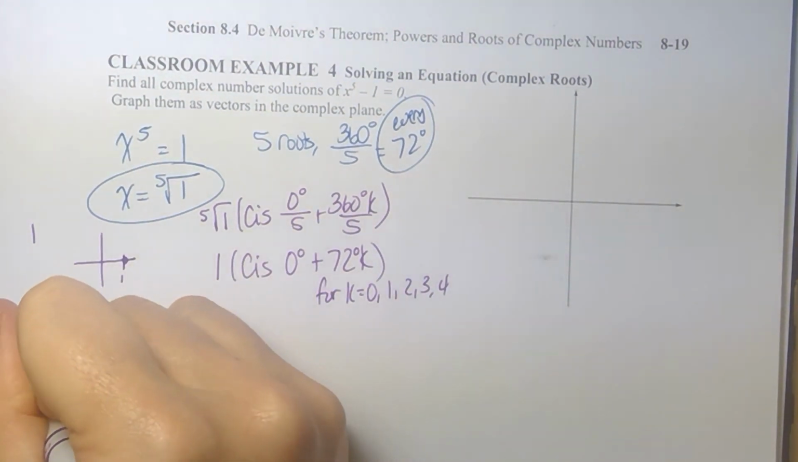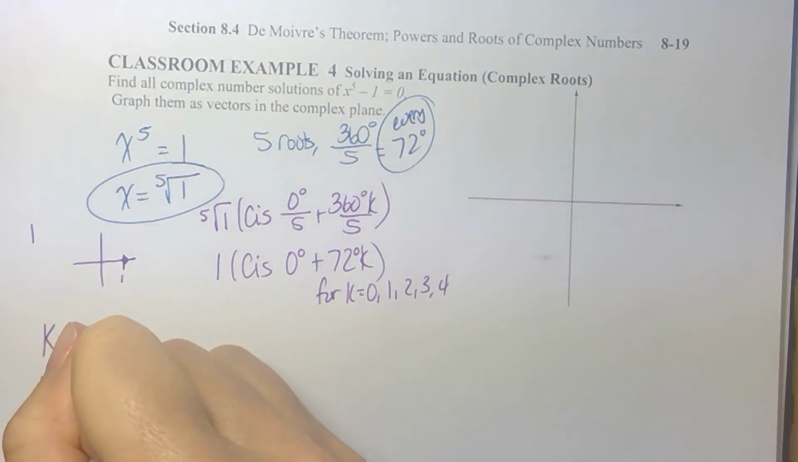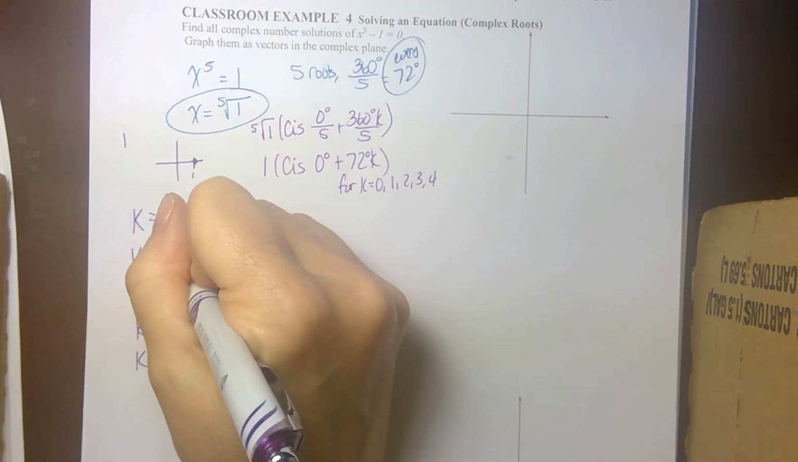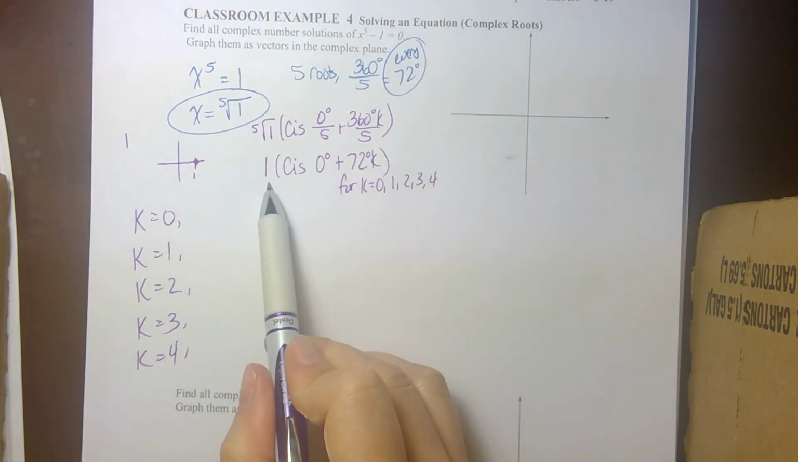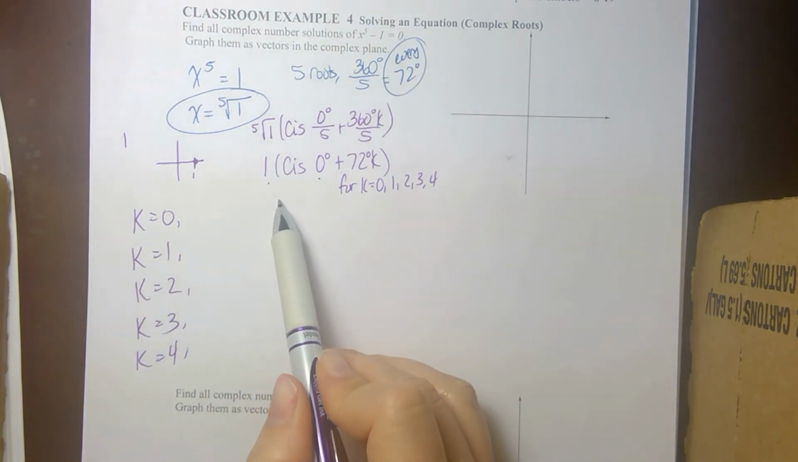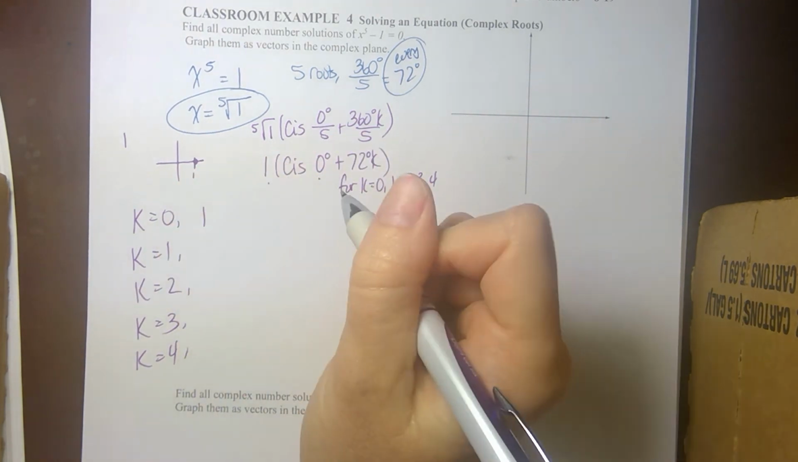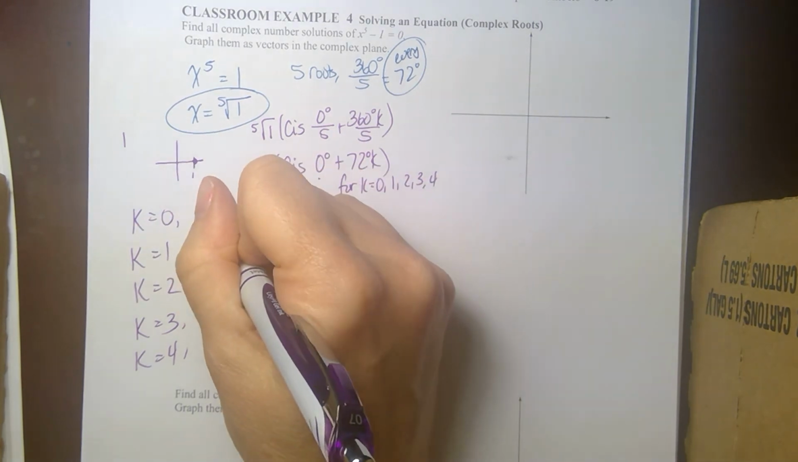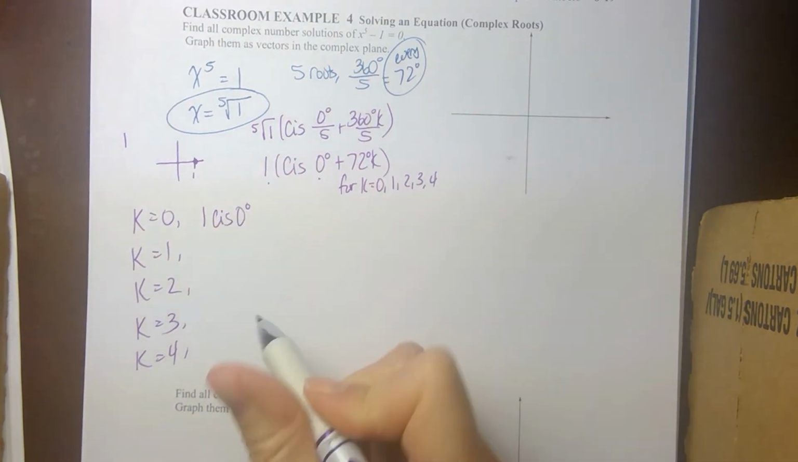Let's just list that out. K equals 0, 1, 2, 3, and 4. And I'll get up there so you can see everything. Okay, well, what's my starting place? 1 CIS 0 degrees. Now, R is 1. You don't absolutely have to write that there, but just so we don't forget our R CIS theta form, I'm going to go ahead and write it. So my first root is at 0.